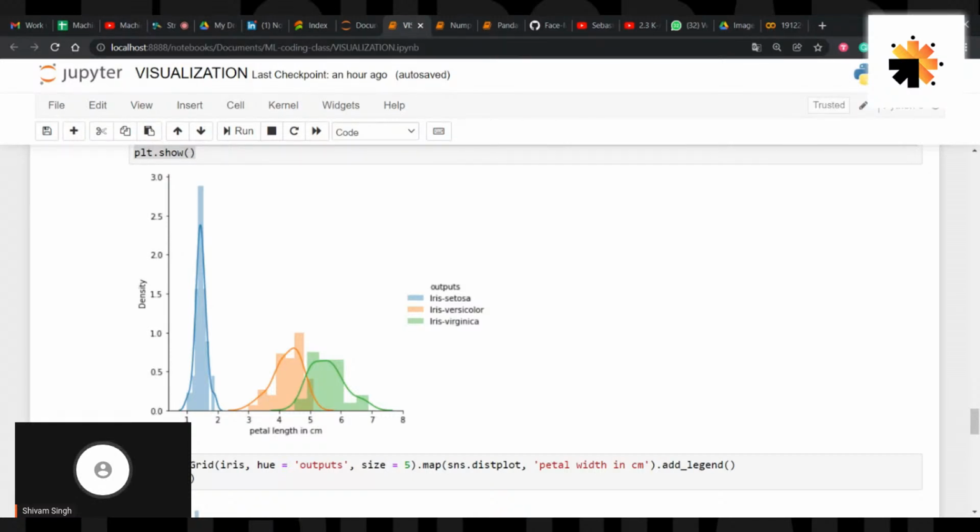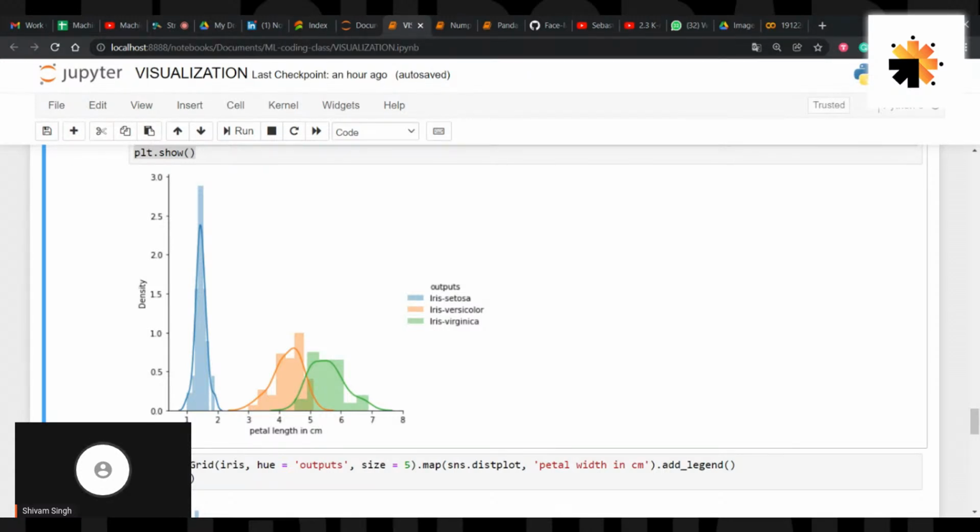Okay, so 90% is very high value. With 90% confidence, I can make a statement for virginica also: if my petal length is greater than 4 and less than 7.8, then it must be a virginica with 90% confidence.